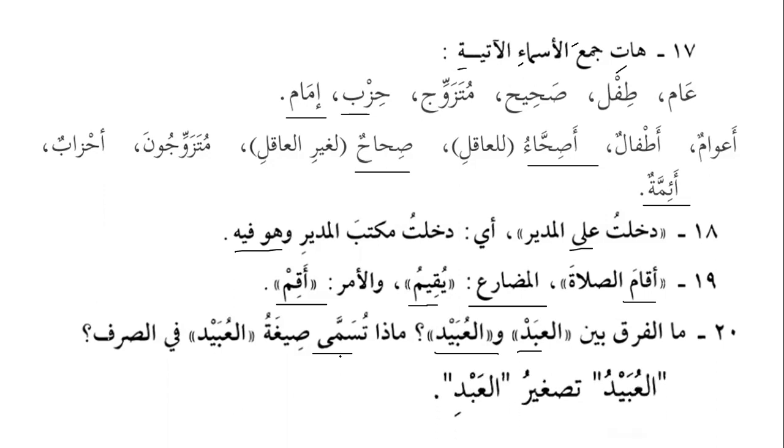Okay, as you can see here, العبيد تصغير العبد, يعني the short form of عبد is عبيد. Like جبل, جبيل, طفل, طفيل, and these are the short forms. We have learned about these in book number 2.